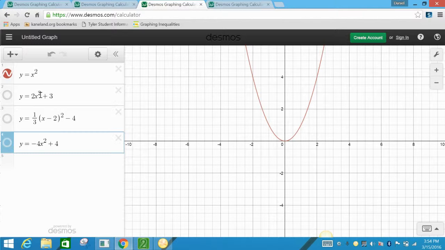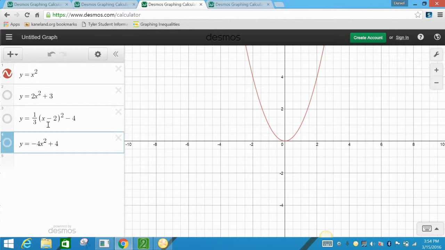Okay, looking at the first one here, from what we learned yesterday, we see that there are no parentheses, so we're not going to have a horizontal shift, but we do have a vertical shift, so up 3, and then this 2, it becomes a vertical stretch. So we're expecting a shift of up 3 and a vertical stretch of 2. We went up 3, and we have a vertical stretch of 2. Great.